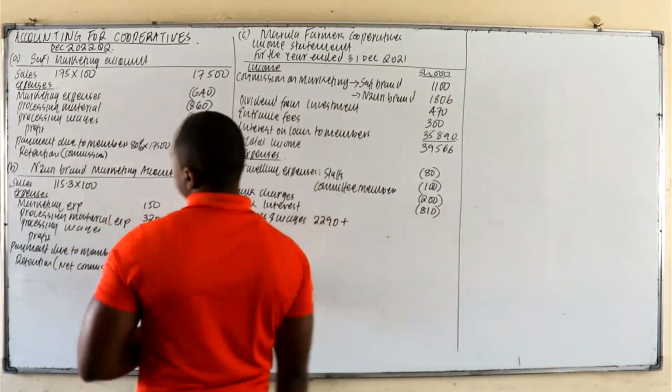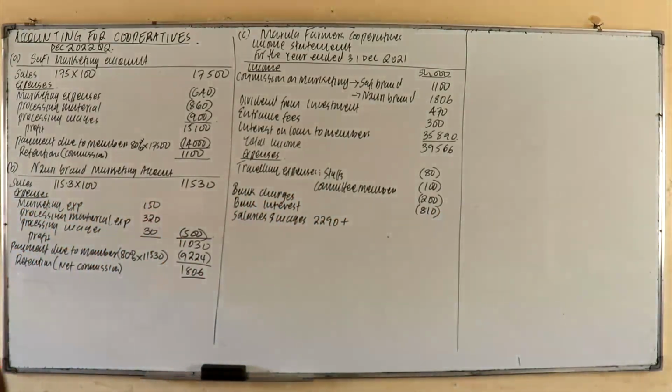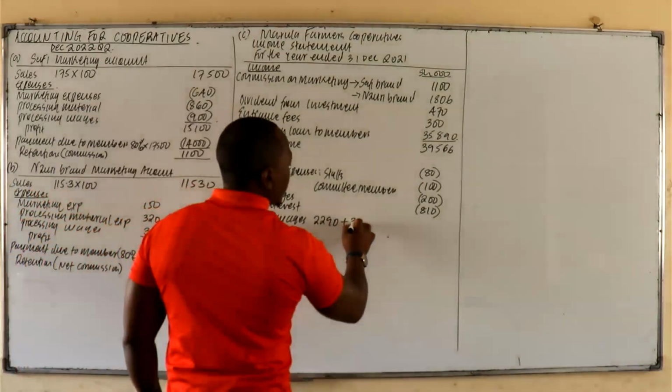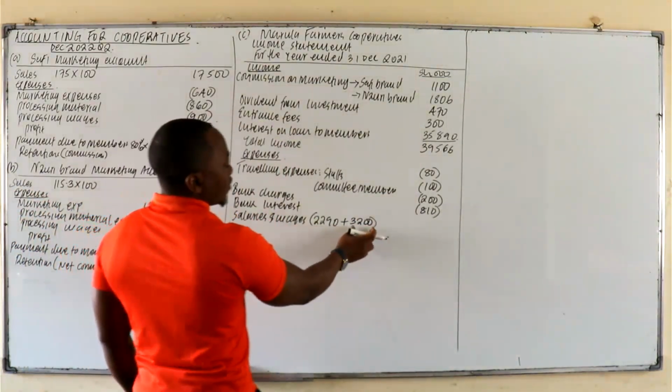Then you add. What do we add? So now let's go to the additional information. Additional information number 4, you're told that staff salaries and wages amounting to 3.2 million had not been paid as at the 31st of December 2021. So you add 3.2. 2290 is what was paid. This is what has not been paid.